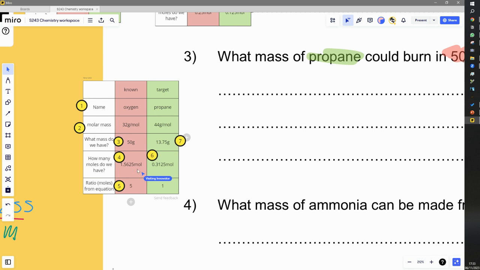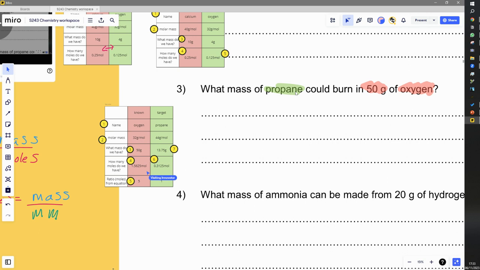So 1.5625 is 5 parts. So 1 part would be 1/5 of that. So we divide that by 5, and that's how many moles of the target substance, that's how many moles of propane we'd get.